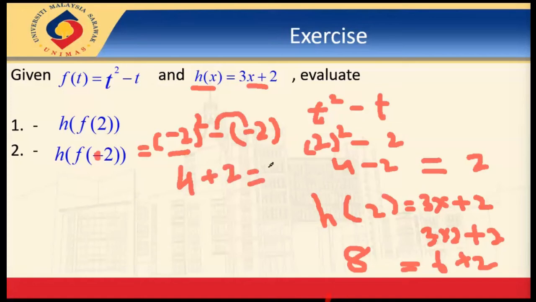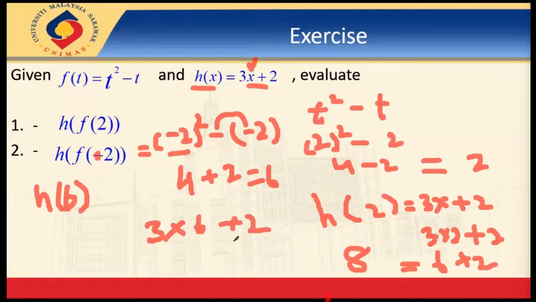So this time we will find f of minus 2, which gives 6. So we will find h of 6. Okay, so meaning to say here, we will replace the x by 6. So 3 times 6 plus 2. 3 times 6 is 18 and plus 2. Okay, and that will be equal to 20. So it works like this.